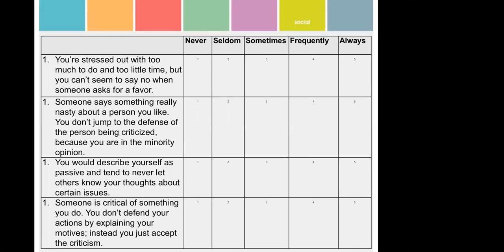All right, some of you are saying seldom, good. So you would describe yourself as a passive person and tend to never let others know your thoughts about certain issues. Seldom, never, okay. And then the last one says, someone is critical of something you do. You don't defend your actions by explaining your motives. Instead, you just accept the criticism. Do you say, no, stop being critical, or you just sit there, or you defend yourself? And you're right, sometimes it has a lot to do with the situation. Sometimes it's appropriate, sometimes it's not.